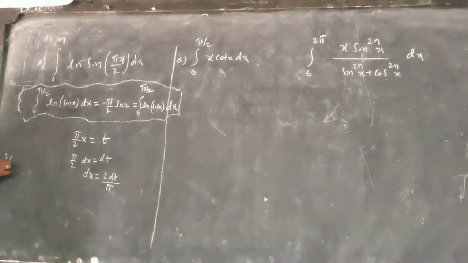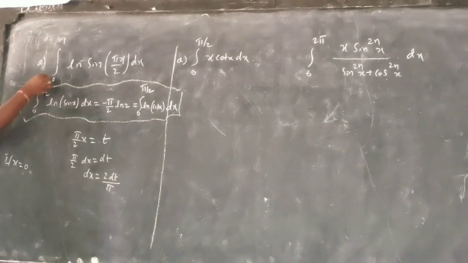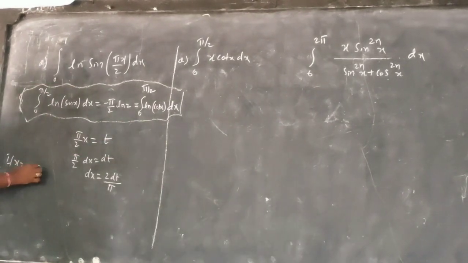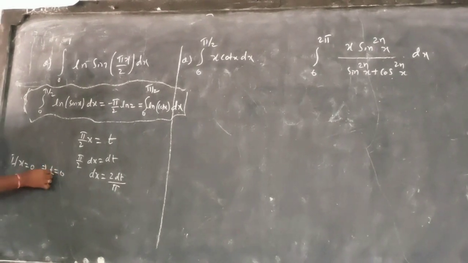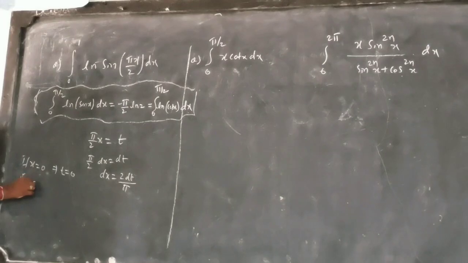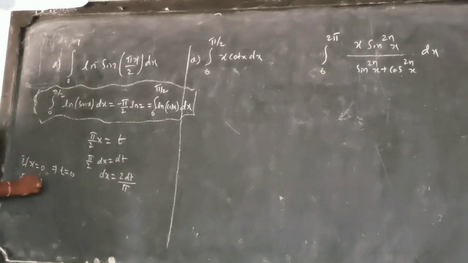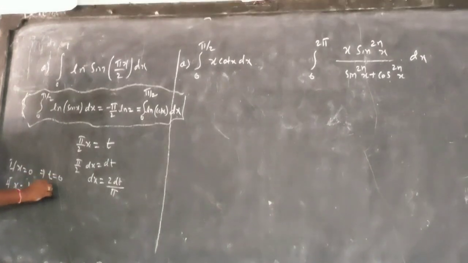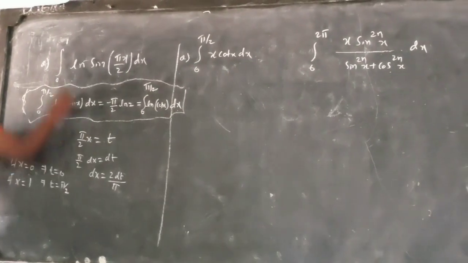If x is equal to 0, what am I going to get here? If I substitute x as 0, then t is equal to 0. If I substitute x as 1, then t is equal to pi/2.